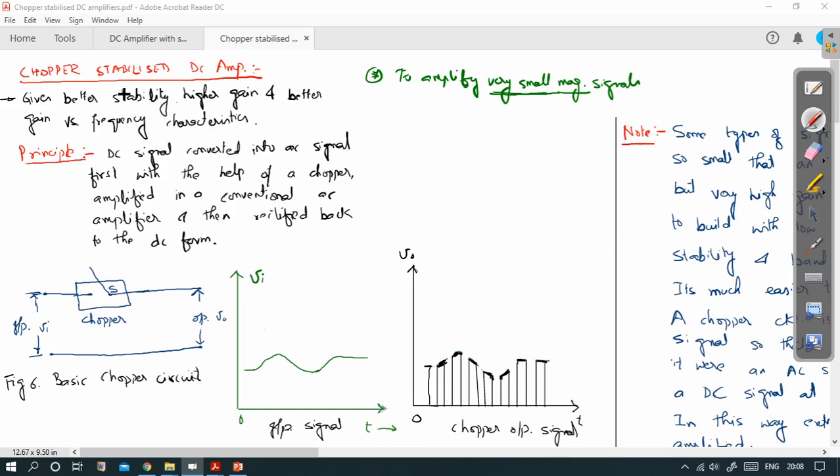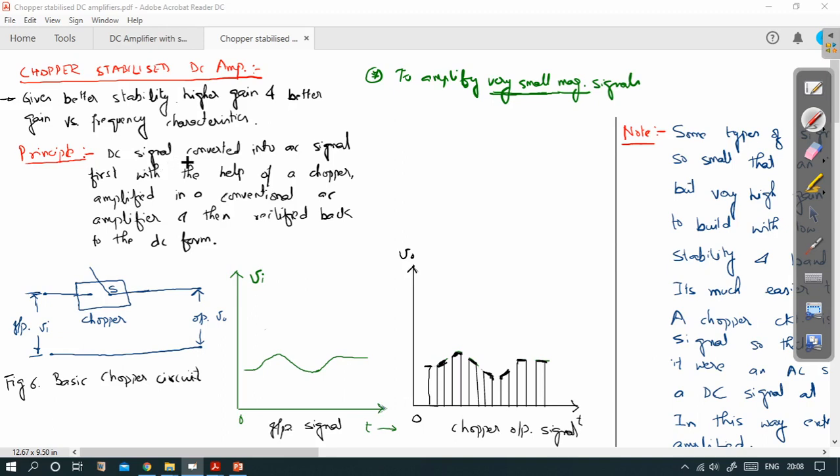As far as chopper stabilized DC amplifiers are considered, they give better stability, higher gain, and better gain versus frequency characteristic, means bandwidth. Okay, so what is the concept here? The principle here is that we are having a DC signal as the input, and the task is to amplify that particular DC signal.